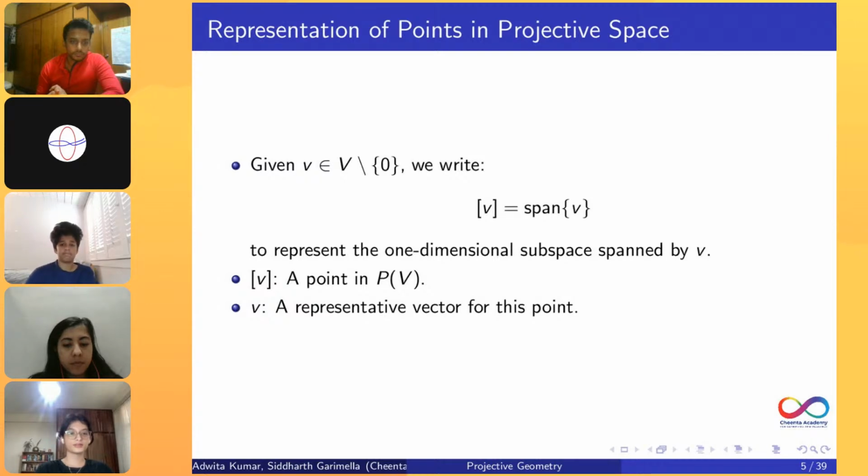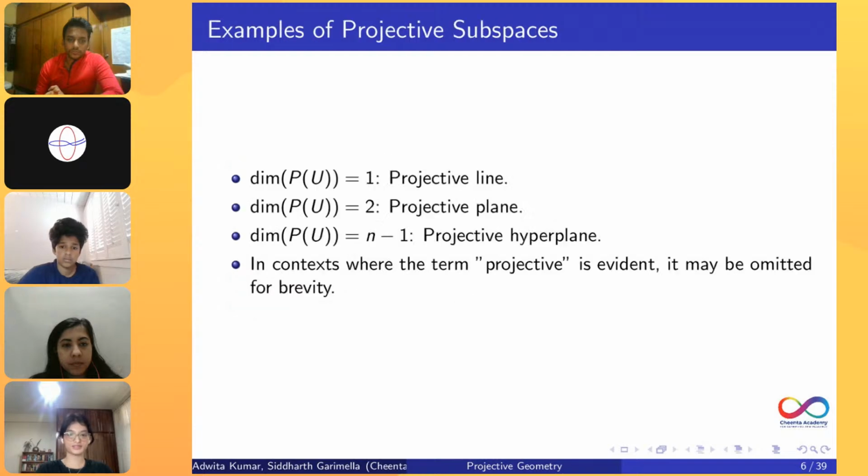Okay. So representation of points in projective space. Given v in V, not including 0, we write [v] equal to span of v to represent the one-dimensional subspace spanned by v. Here, as you can see on the slide, it represents a point in P(V), and v is a representative vector for this point. Next slide, please.